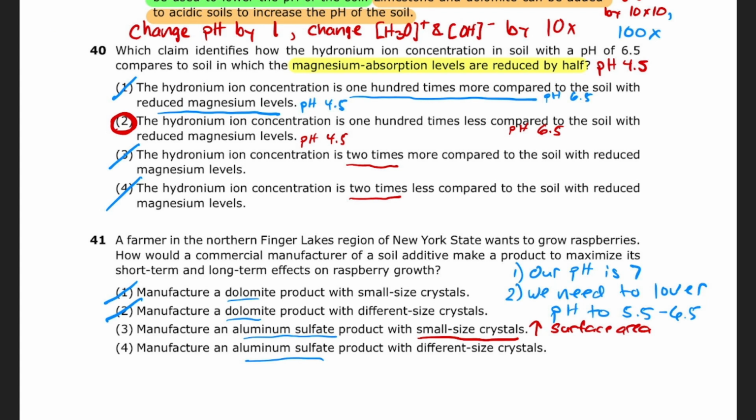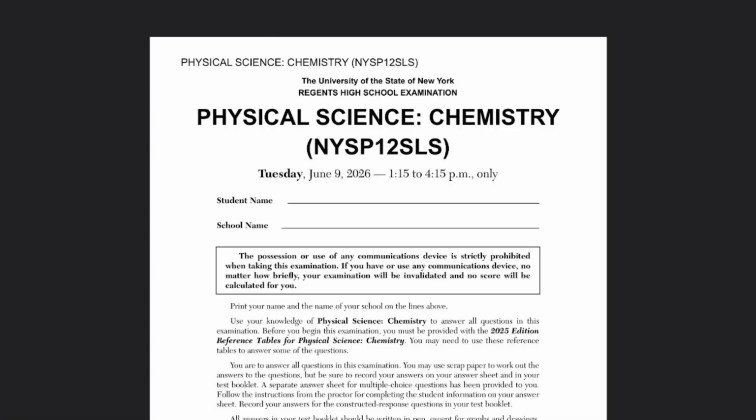If we use different size crystals, we do want to drastically lower the pH at first because we want to get the soil optimal for raspberry growth, but we also want to focus on short-term and long-term effects. So in the short term, the small crystals can lower that pH quickly. And for the long term, larger crystals will stay in the soil more, and then they will continue to lower the pH as needed. All right, so the best answer choice here is going to be 4 in order to maximize those short-term and long-term effects. So that's it for this cluster.